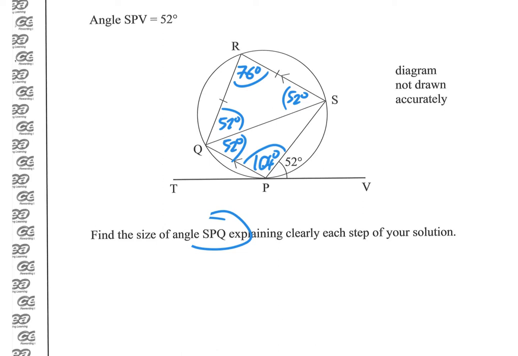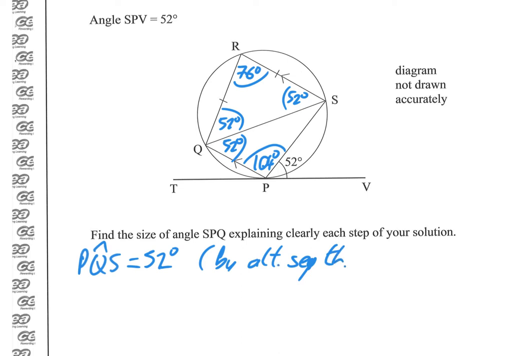So how did I actually do that? So the first thing I said was my angle PQS was equal to 52 degrees, and that was by the alternate segment theorem.